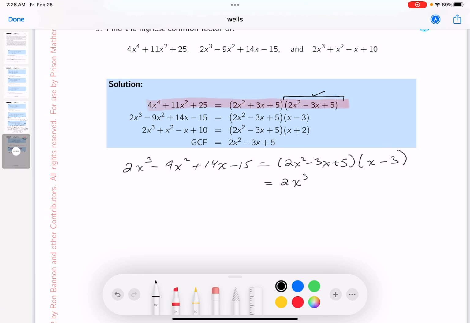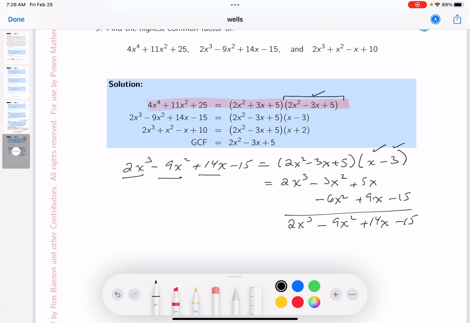2x cubed, by the way, I'm multiplying by x, minus 3x squared plus 5x. Then I can multiply by minus 3. That's going to be minus 6x squared plus 9x minus 15. If you bring it all together, what do you get? 2x cubed minus 9x squared plus 14x minus 15. Did it work? Well, I got this, this, this, and this. So now we know the factor of the second expression. What is it? What we said it was, which is x minus 3 times 2x squared minus 3x plus 5.